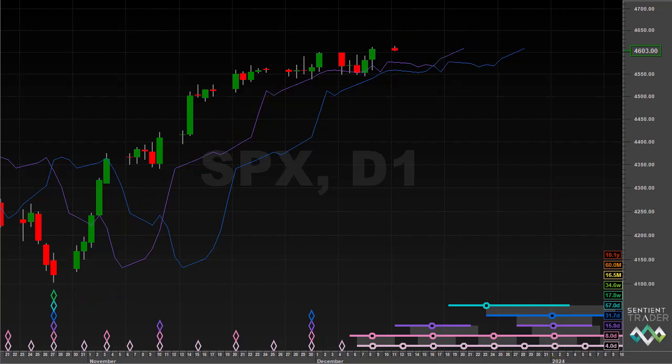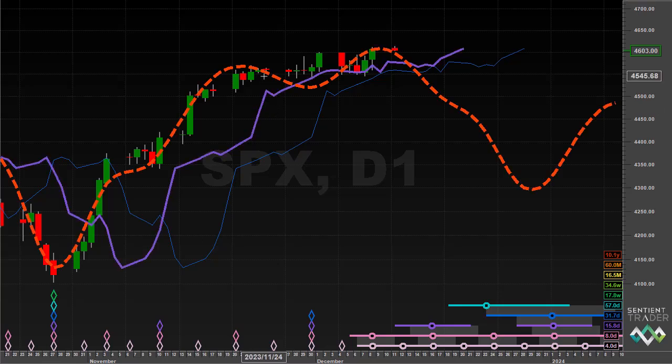If looking at diamonds at the foot of your chart is still a bit of a mystery to you, a useful tool in Sentient Trader software is the composite model line. The composite model line takes all of the information contained in the analysis and it projects the results of that information onto the chart and into the future.